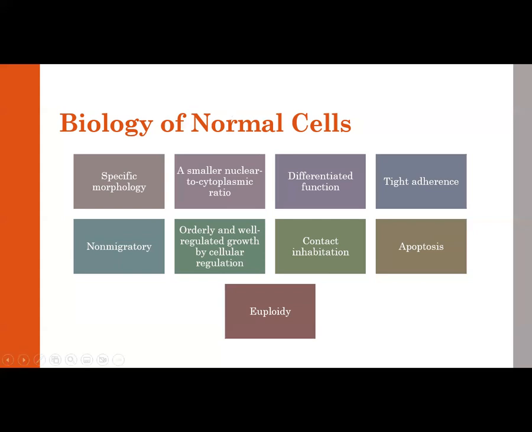Apoptosis is programmed cell death, and euploidy is having a complete set of normal chromosomes, so 23 pairs of chromosomes. So with this, the reason we talk about all these different things, and it's more about understanding what you're looking at. The reason we talk about this is in reference to what is normal versus abnormal.